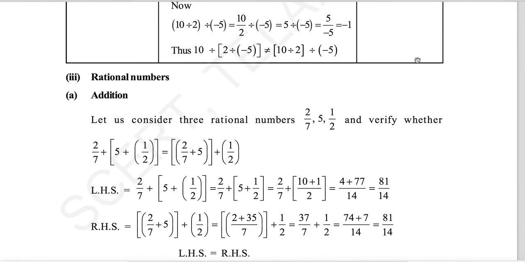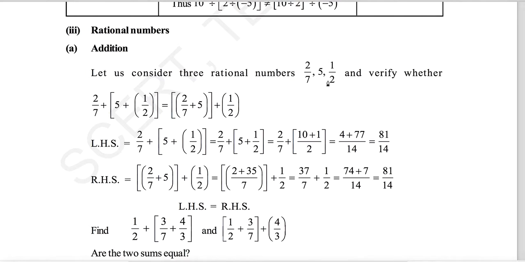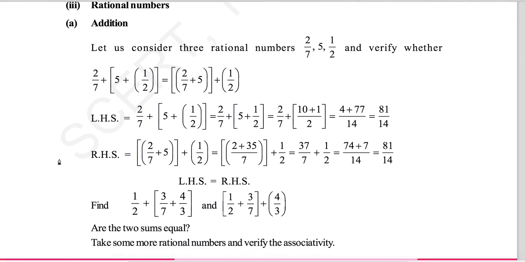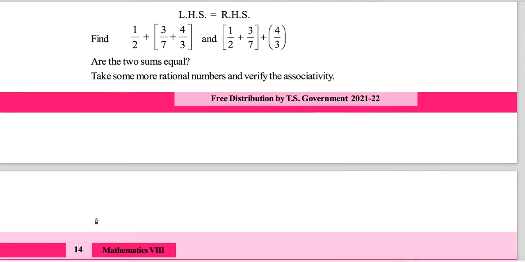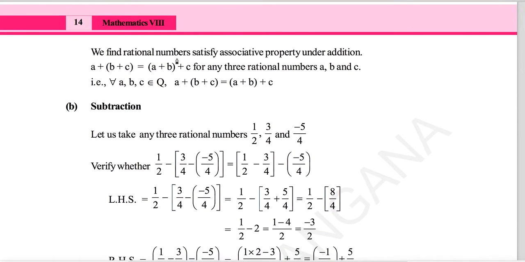Rational numbers. Addition. Let us consider the rational numbers 2 by 7, 5, 1 by 2 and verify whether the left side is equal to the right side or not. That is the associative property, because LHS equal to RHS. This satisfies associativity. We find rational numbers satisfy the associative property under addition. So (a plus b) plus c equal to a plus (b plus c) for any three rational numbers a, b and c. For all a, b, c belongs to Q, (a plus b) plus c equal to a plus (b plus c).